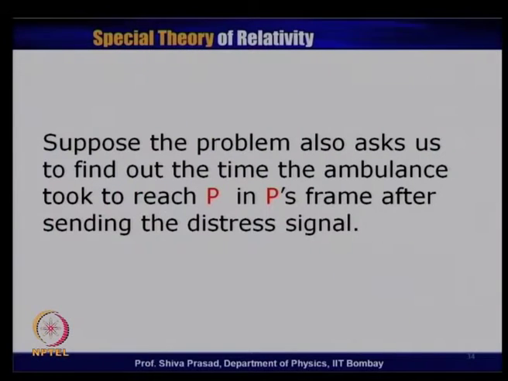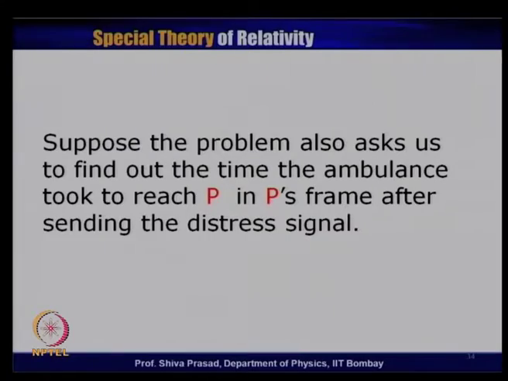So, if I have to get some information in the sick person's frame of reference, and it is given in the differential form, I need not resynchronize my watches; I can still get the answer. So, just one quick example about this. Suppose in the problem, we had also asked to find out the time the ambulance took to reach P, in P's frame, after sending the distress signal.